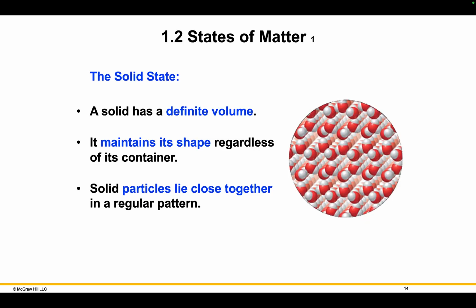So there's the solid state, and a solid really has a definite volume. It maintains its shape regardless of the container, and the particles lie close together in a regular pattern. What that means is if I have something that is a solid and I put it into a new container, it's going to maintain its shape. It's not going to conform to the shape of its container.